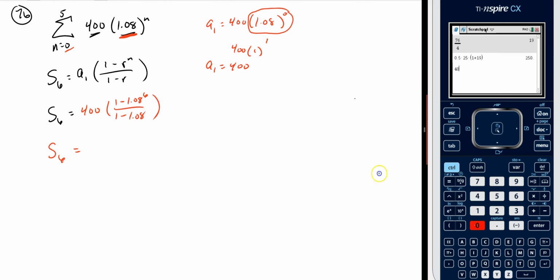And then I'm just going to plug that whole thing into the calculator. I've got 400 times 1 minus 1.08 to the 6th over 1 minus 1.08, and I get 2934.37.